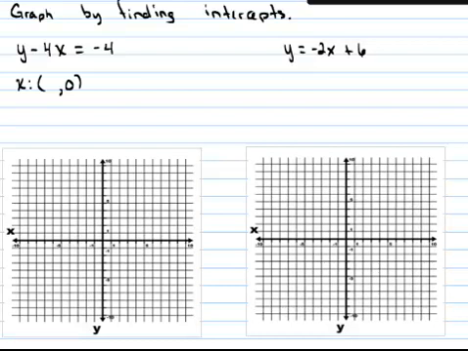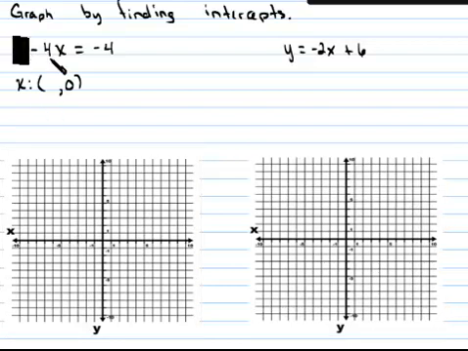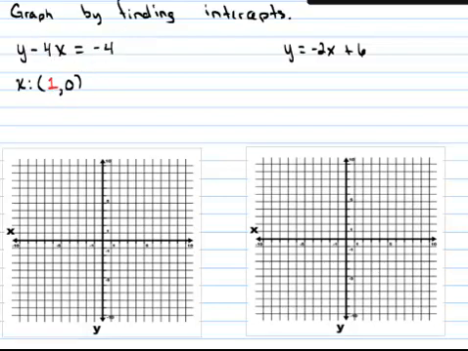If you want to do this the shortcut way, just cover the y. Make sure you don't cover that negative. Divide both sides by -4 and you will get that x is 1. That is the short and quick way of doing the x-intercept.